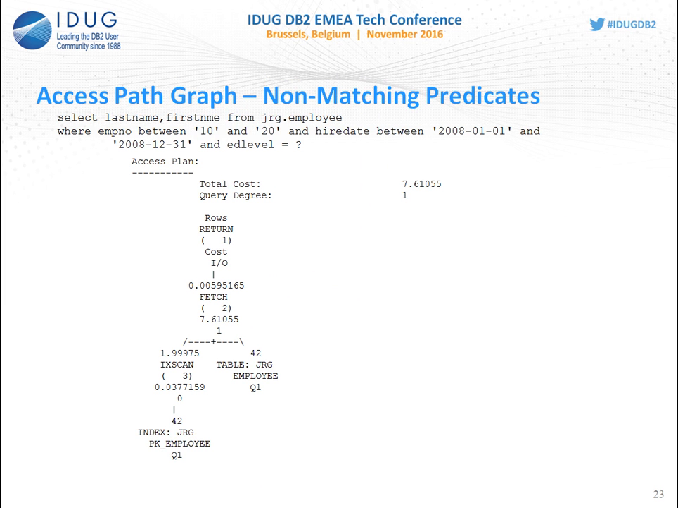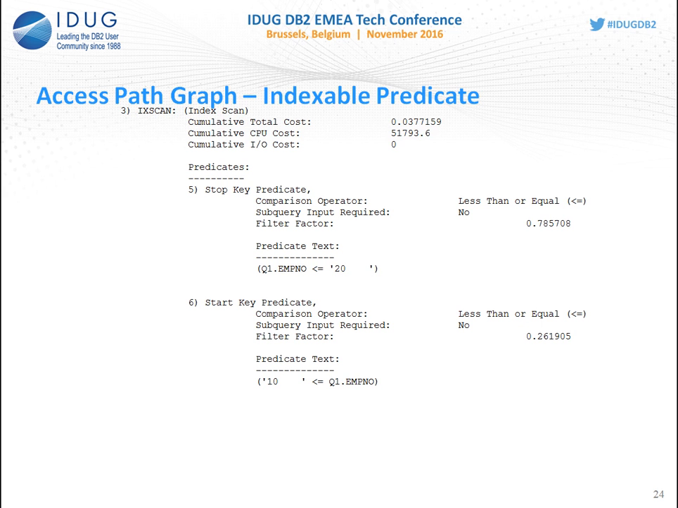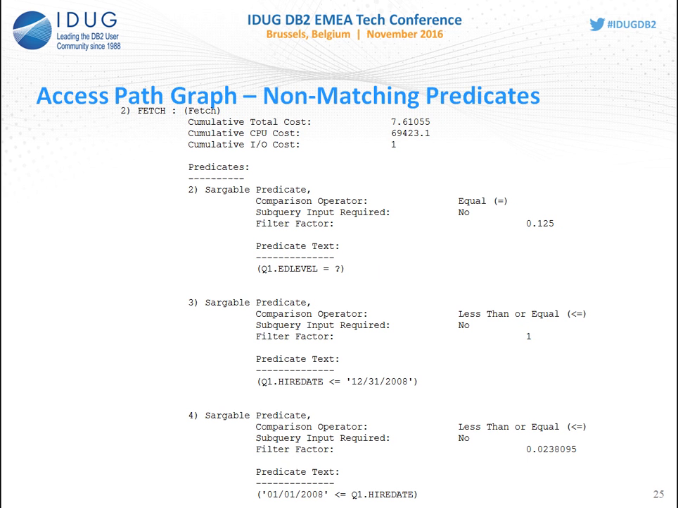The ed level predicate used a host variable, so we use the default filter factor. There are 8 values, the cardinality of ed level, so the filter factor is 0.125. Hire date was a between with a literal, and so we can see the greater than and the less than with those literals and the associated filter factors.